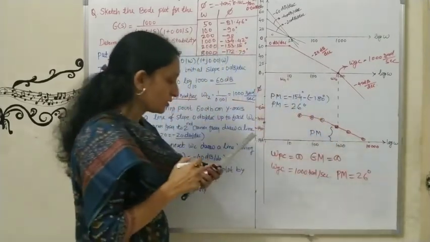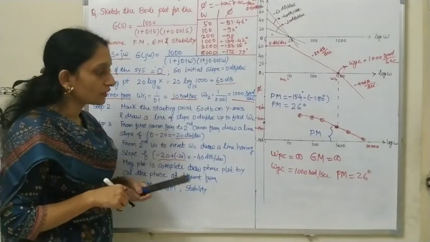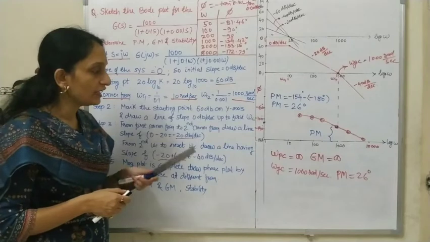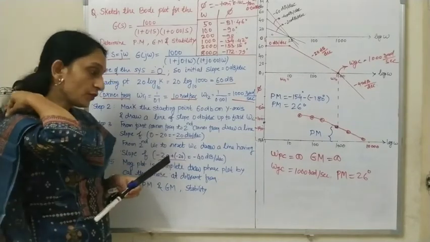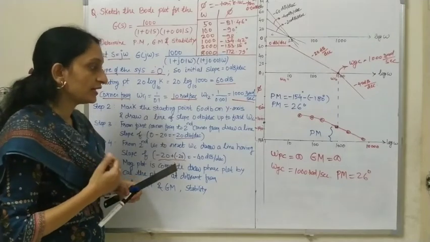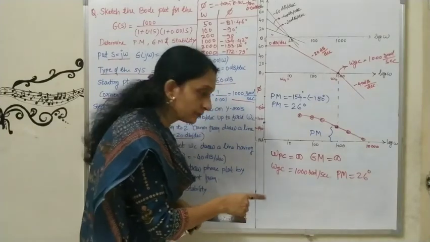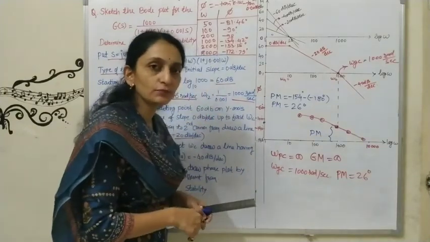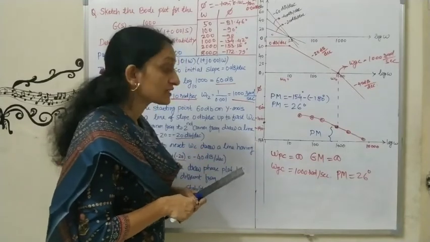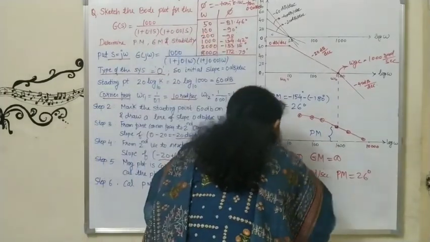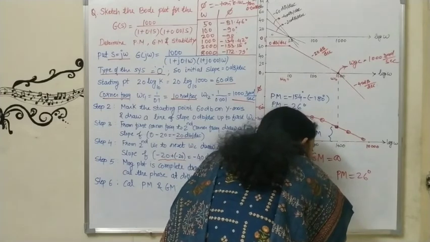So we have calculated omega GC, omega PC, gain margin and phase margin. For commenting on stability, I told you that gain margin and phase margin both should be positive, only then the system is stable. One more important thing is that omega GC should be less than omega PC. Your omega GC is less than omega PC, so we can conclude that the system is stable. The comment I will write is: system is inherently stable.